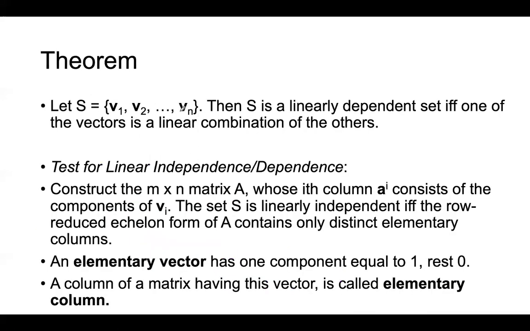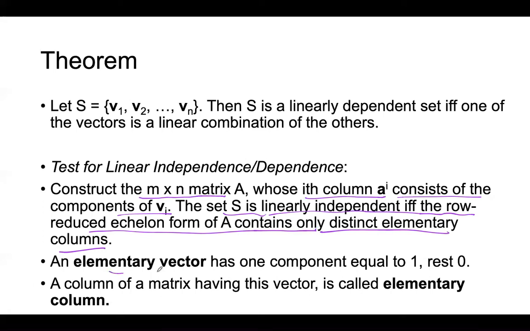Suppose we have a set of vectors. S is a linearly dependent set if and only if one of the vectors is a linear combination of the others. So to test for linear dependence, we construct a matrix A whose ith column consists of the components of Vi, and then the set S is linearly independent if and only if the row reduced echelon form of A contains only distinct elementary columns.